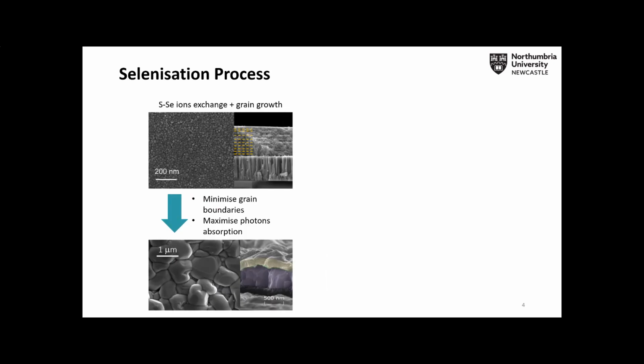The first part of the report I want to present is some of our new insight into the selenization process. This is that selenium to sulfur ion exchange during our annealing process, in which we transform small nanoparticles into large grains. You can see some clear images here about the consequences that has for the morphology, and the idea is to minimize grain boundaries, increase our current transport, and also to maximize our photoabsorption in our device to increase our photocurrent.